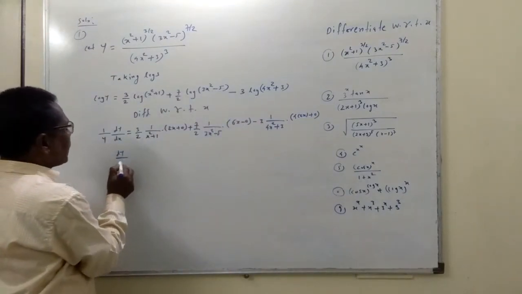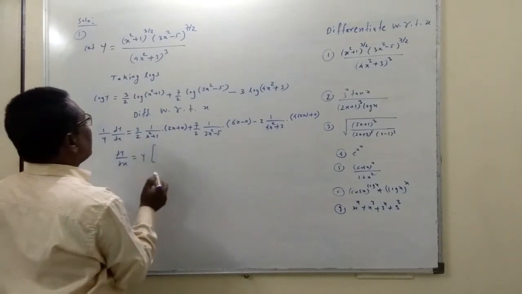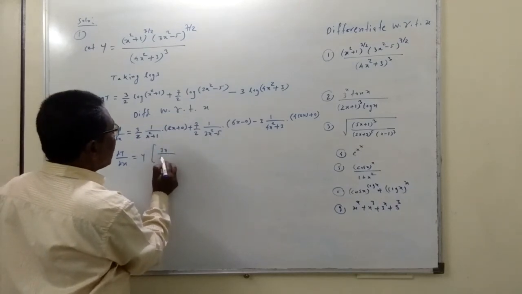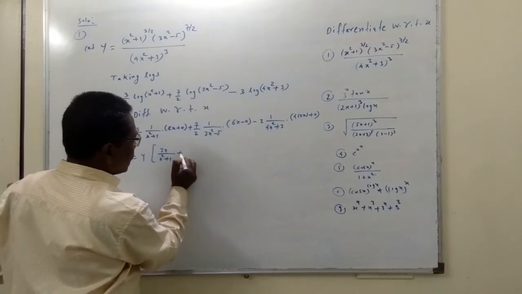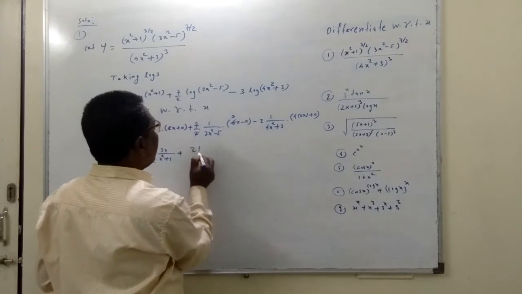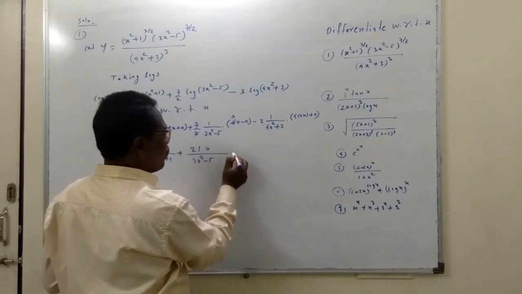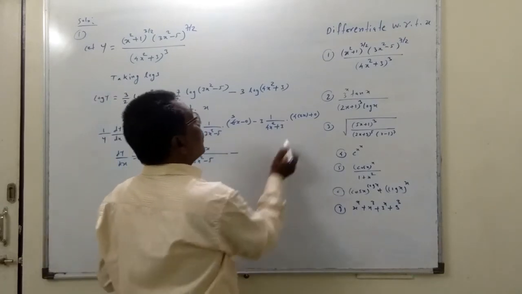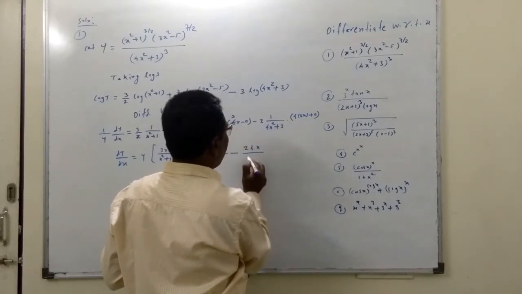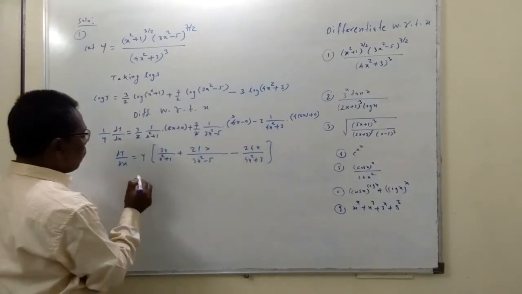So dy by dx equals y, multiplied by a bracket. Here the multiplication and division, the 2 in the bracket gets cancelled. Here 3x divided by x square plus 1, plus now here 2 times 3 is 6, 21x divided by 3x square minus 5, minus 4 into 2 is 8, 8 into 3 is 24x divided by 4x square plus 3, and finally you put the value of y.